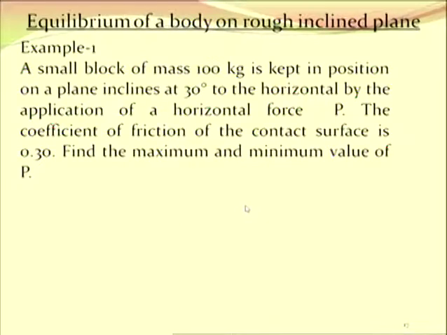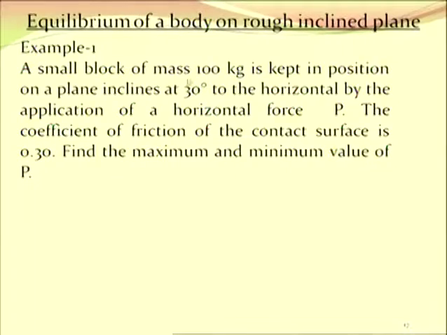Example number 1. A small block of mass 100 kg is kept in position on a plane inclined at 30 degree to the normal by the application of a horizontal force P. The coefficient of friction of the contact surface is 0.3. Find the maximum and minimum value of P.